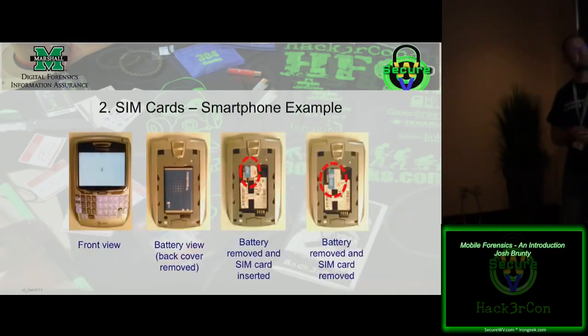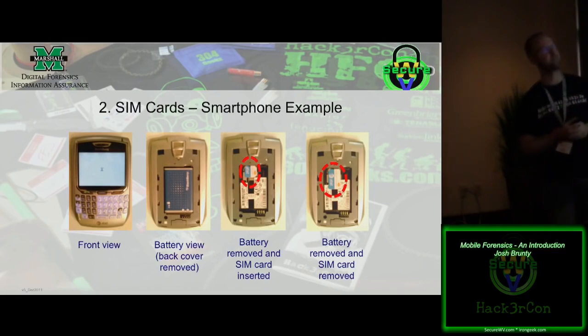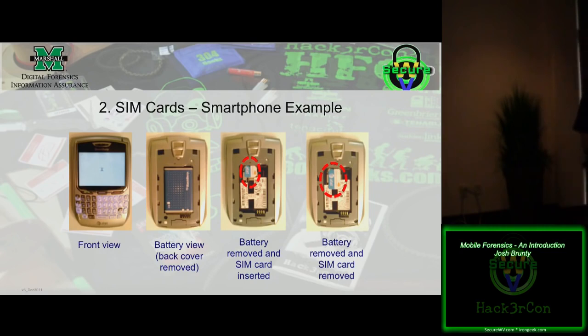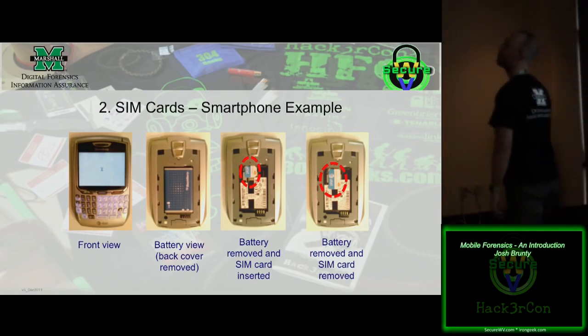Here's the thing about SIM cards. I've given you four shots here of this one SIM card. So I have the front of the device. What's that right there? This is the back of the device. That's the battery view. This is the SIM card. What has been removed to get to that SIM card? Battery.